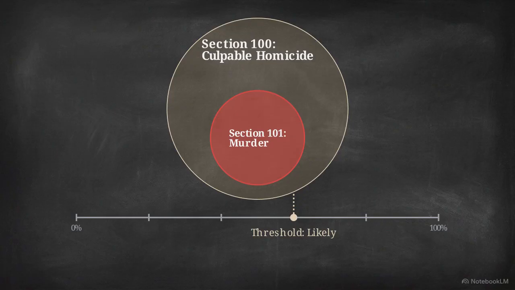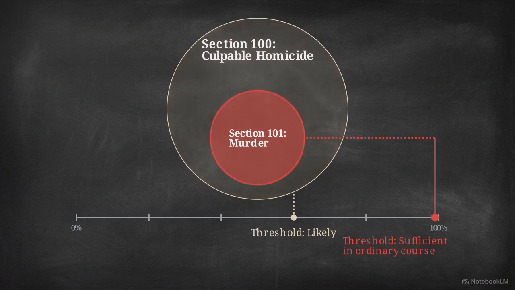Murder carries a higher burden of proof. Section 101 requires the act to be sufficient in the ordinary course of nature to cause death. The probability marker here pushes past 99%, making death an almost guaranteed outcome.